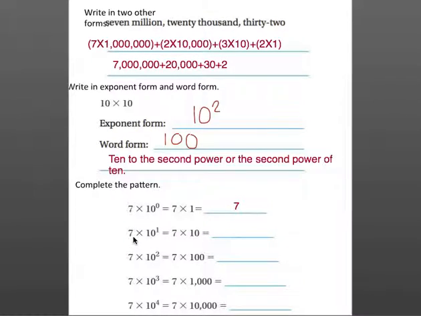And then if we come down to the next slide, we have 7 times 10 to the first power. Well, 10 to the first power just equals 10, so 7 times 10 equals 70. Then we have 7 to the second power.